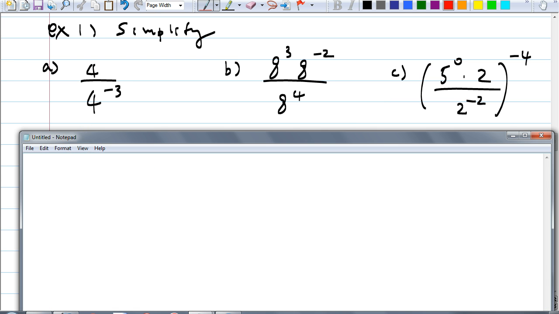Okay, let's see whether we really understood this. Okay, so I'm going to combine some of these rules together. Try example 1. Knowing what we just learned, go ahead and see if you could simplify all these. Go ahead, I'll give you some time.